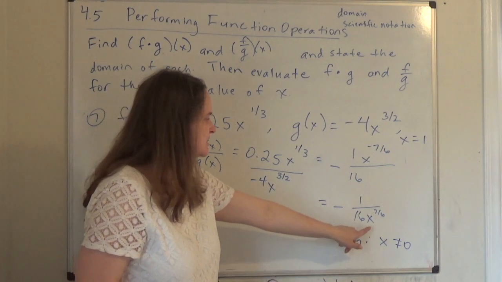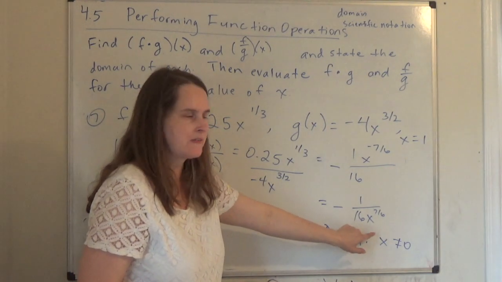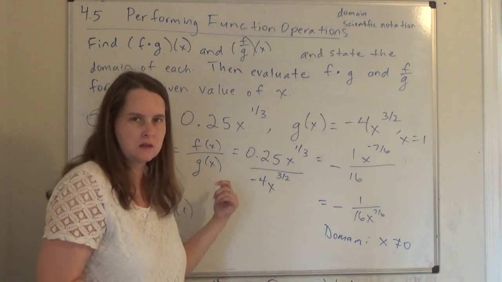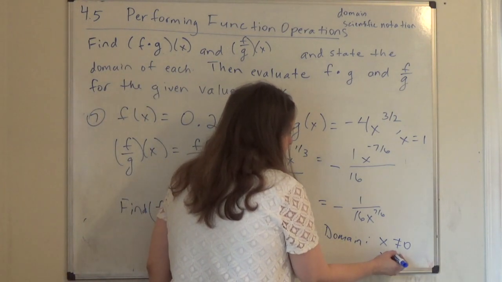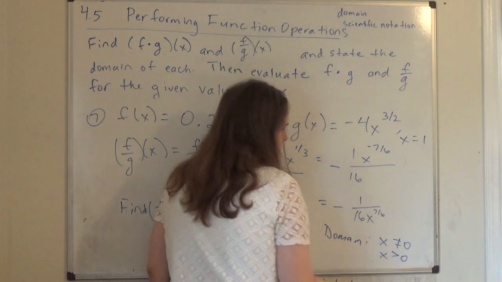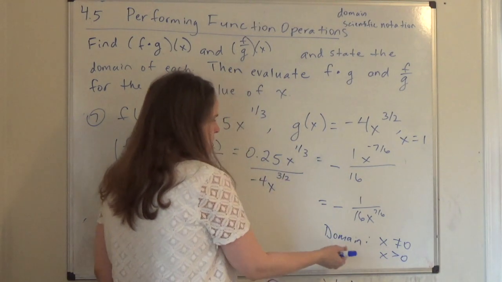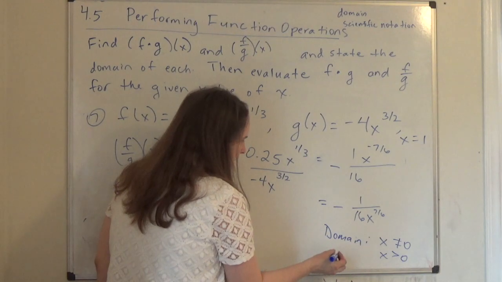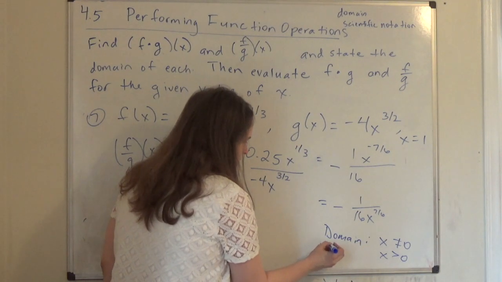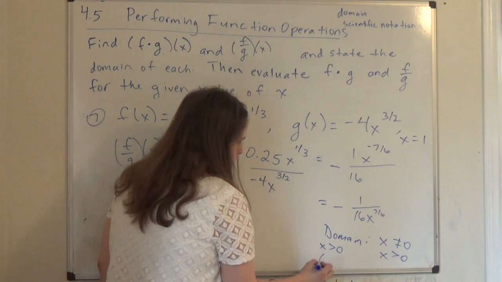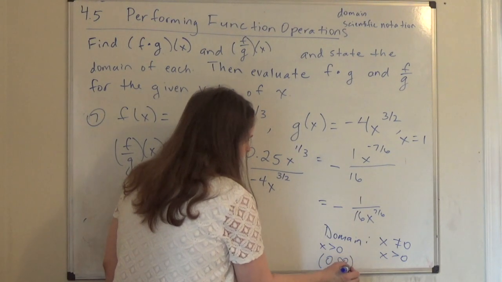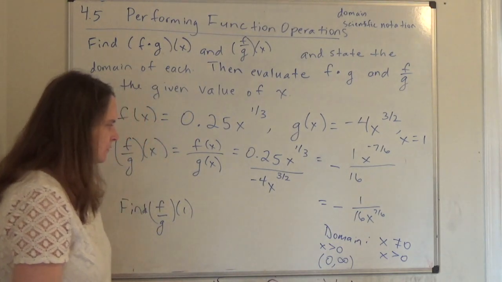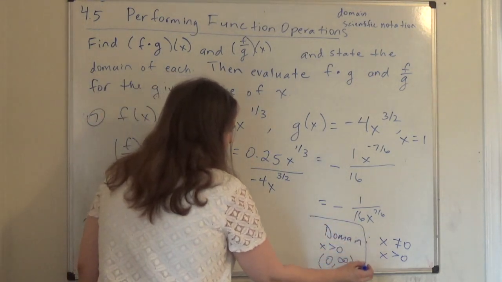And because this is a 6th root, you also cannot have a negative inside that radical like we saw in the first part. So x still has to be positive. So you could combine this by simply saying x is greater than 0. And you could say, for interval notation, the domain is 0 to positive infinity. Okay, so this is your domain here.